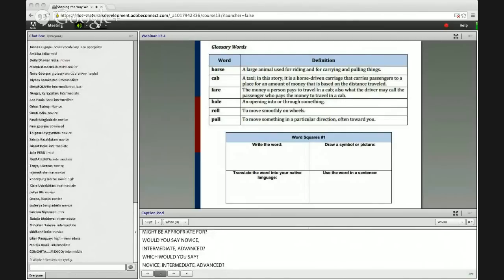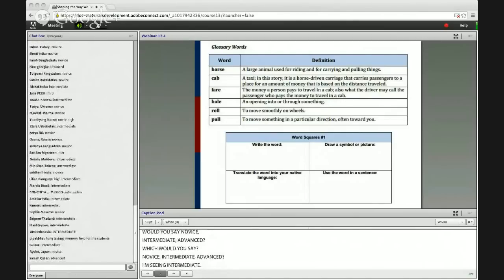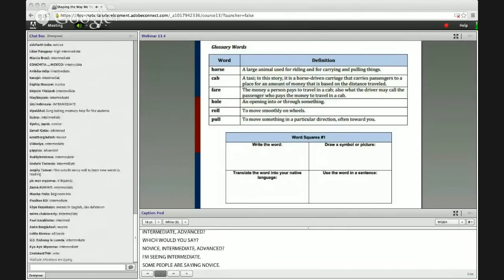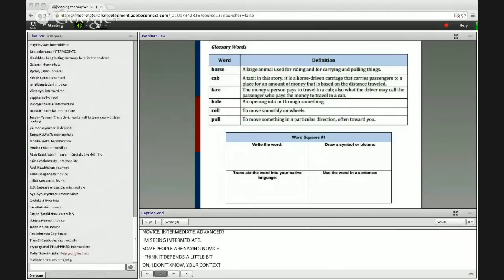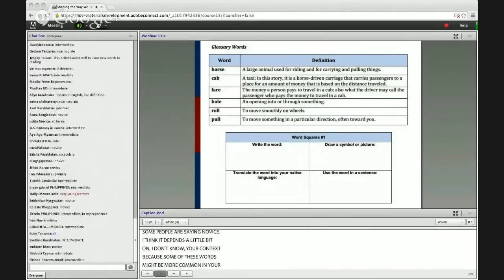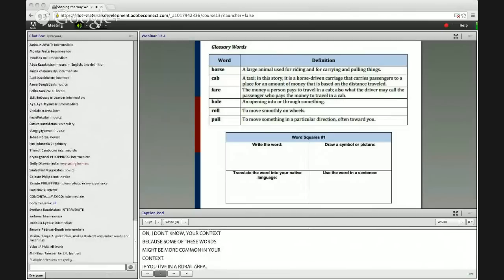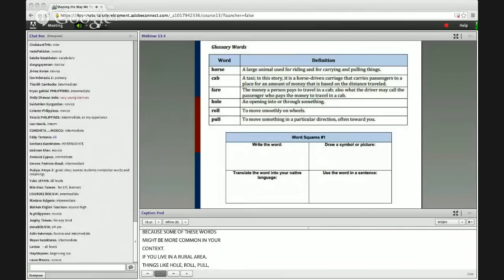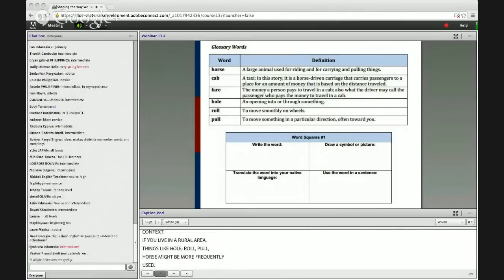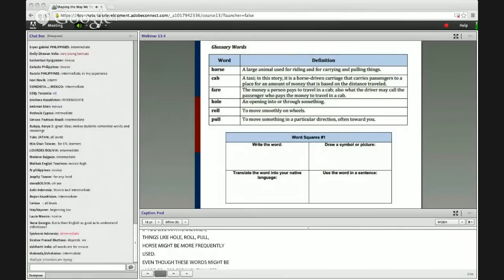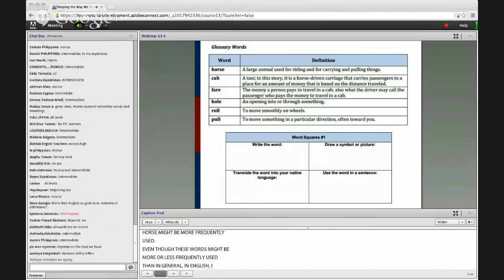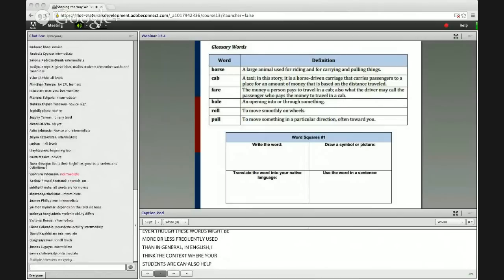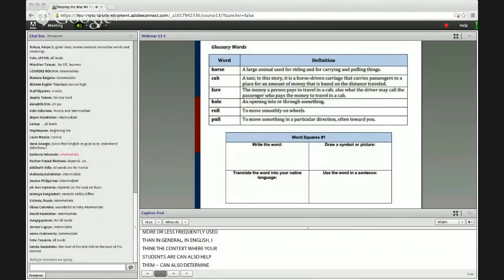I think it depends a little bit on your context, because some of these words might be more common in your context. If you live in a rural area, things like hole, roll, pull, horse might be more frequently used. So even though these words might be more or less frequently used in general in English, I think the context where your students are can also determine what level you think the target words are appropriate for.